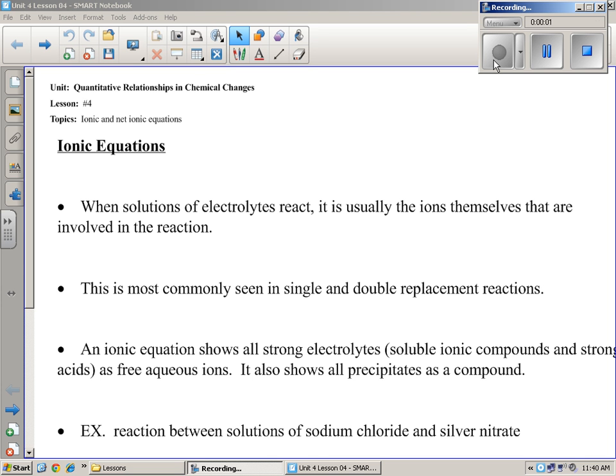Lesson 4 is going to be ionic equations. These are really important. We have to understand a little bit better about what's actually taking place in these solutions. We've talked about this before, but we're actually going to write out some equations based on that today.